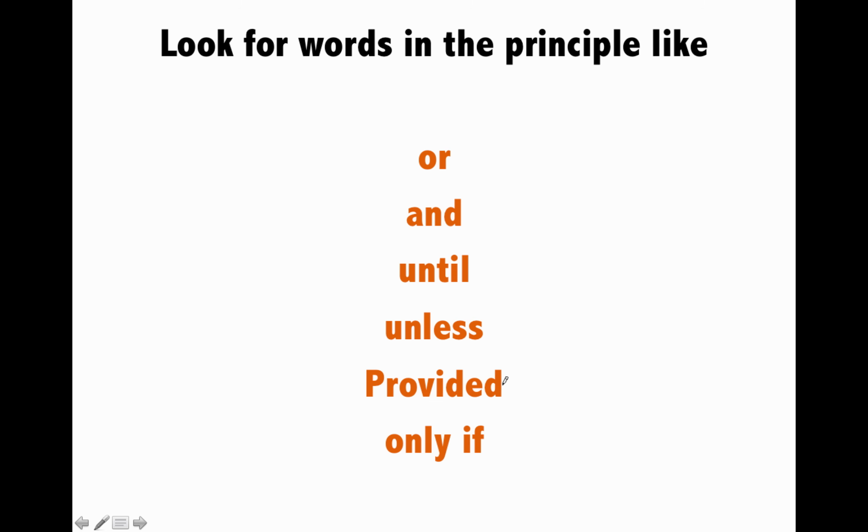In the principle itself, look for words like or, and, until, unless, provided, or only if, because these are determiners. These will determine what the principle wants to say, what situations it wants to exclude, and what situations it wants to include. So these words are very important. Read the lines containing these words again if you don't understand them, or if you are having difficulty in reaching an answer.